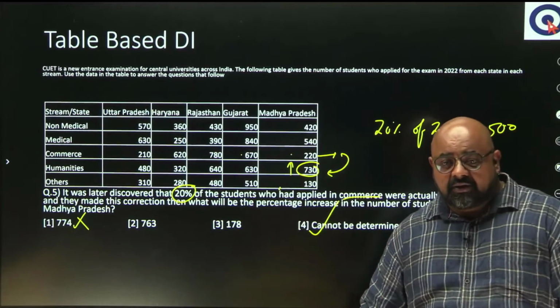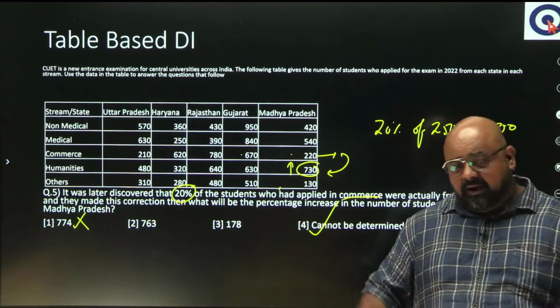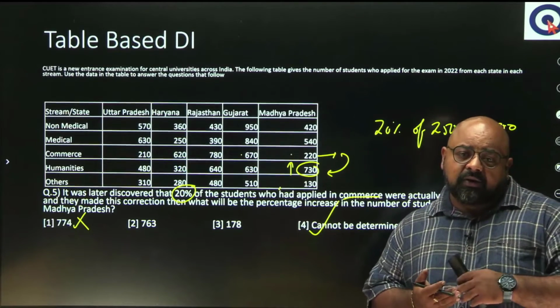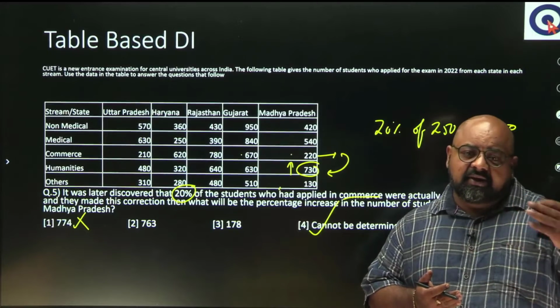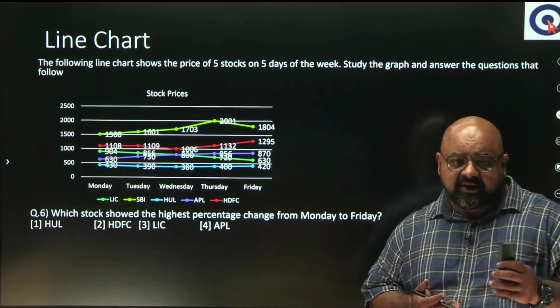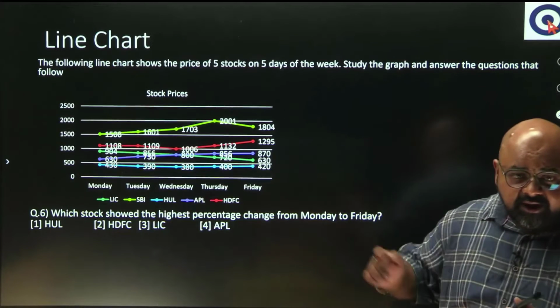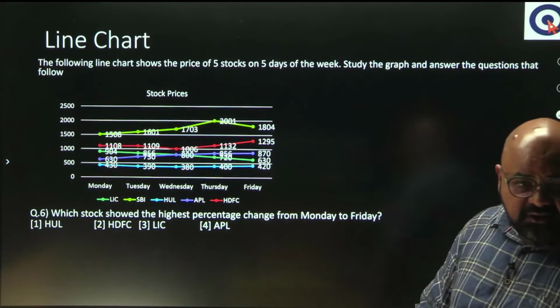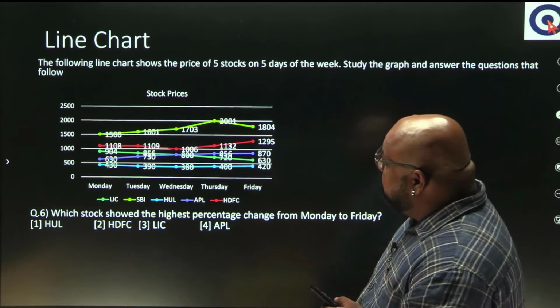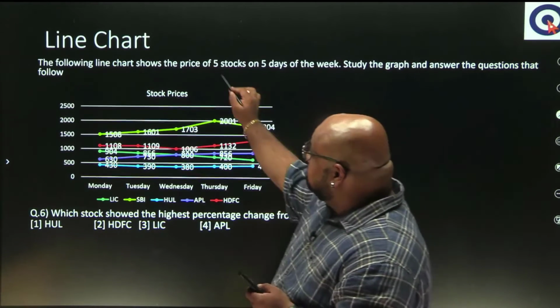Broadly, this is a table based DI set, 5 questions here. Now we change these tables into the commonly used graphs. The first one that comes to mind is a line graph. I will keep repeating the values as and when it is needed. So it says the following line chart shows the price of 5 stocks.